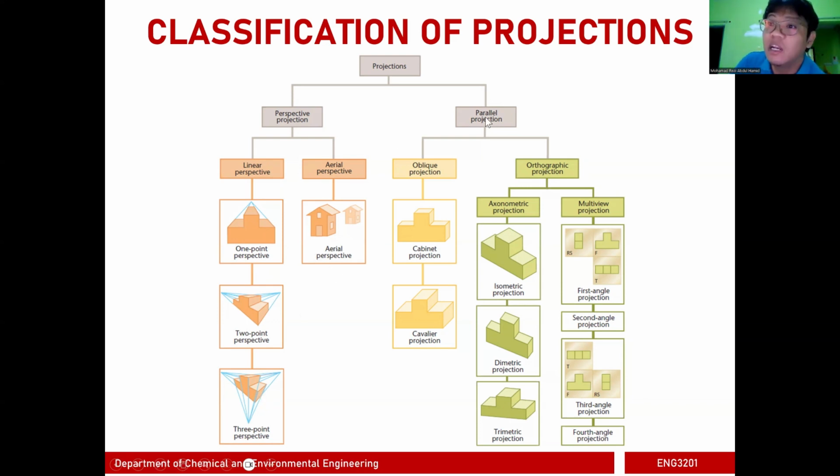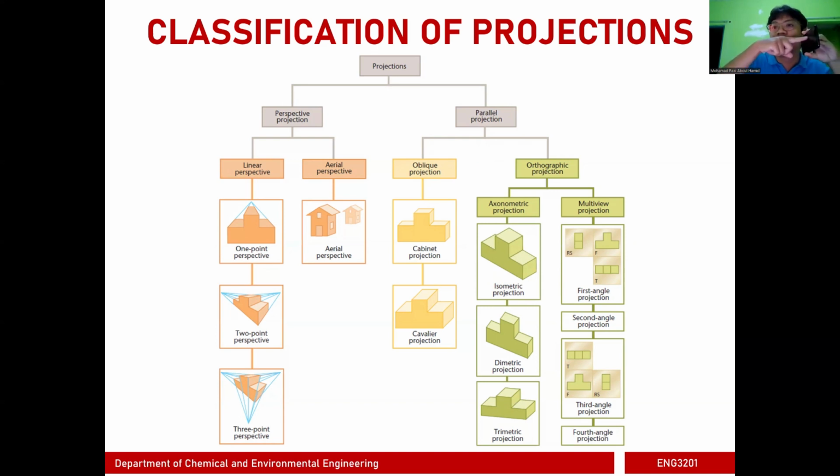Under parallel projection, from the object features to your plane of projection, the lines are always parallel to each other. So you have oblique projection, axonometric projection, and multi-view projection. These are under the parallel projection style. But what is the difference between oblique projection and orthographic projection? Oblique projection is where your line of sight and plane of projection, the imaginary piece of paper, are not at a 90-degree angle.